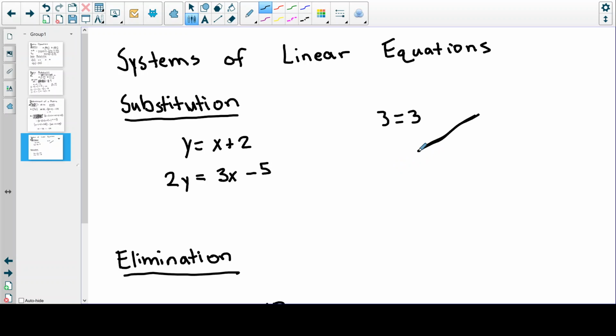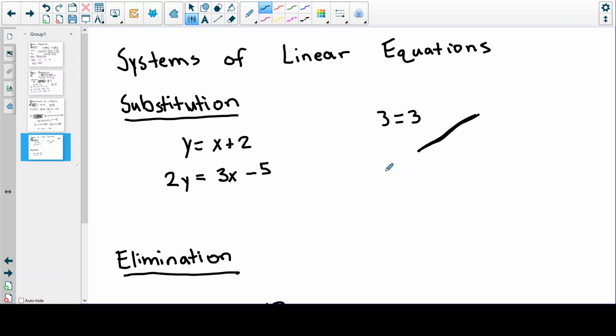There's an infinite amount of intersections between the lines, because what you're solving for is the intersection between those two linear equations. If they're overlapping, then there's an infinite amount of solutions, because there's an infinite amount of overlap and intersections. So that's one solution type you can get.